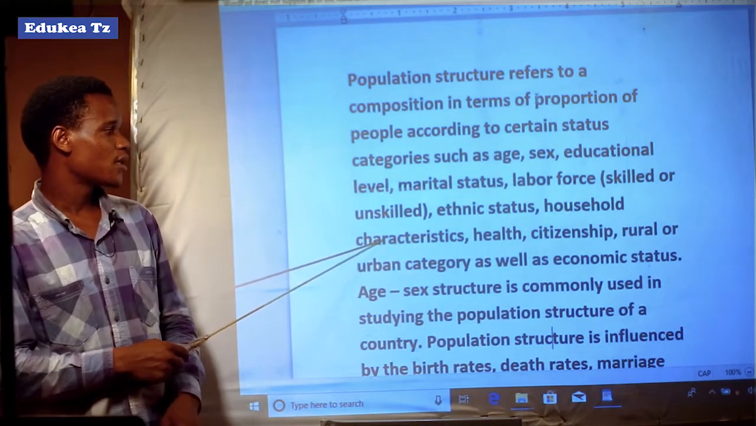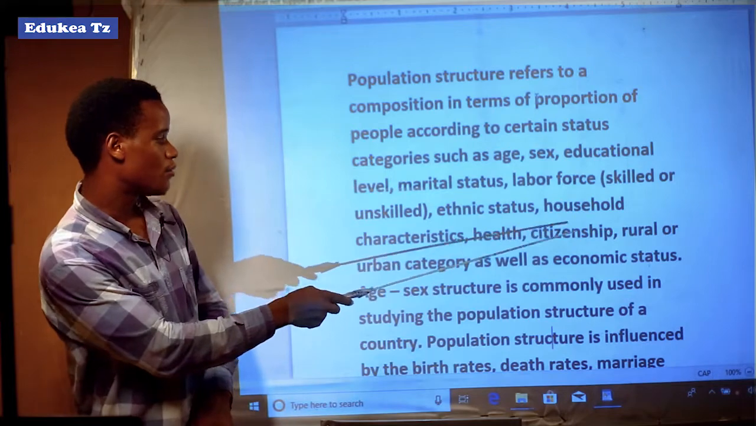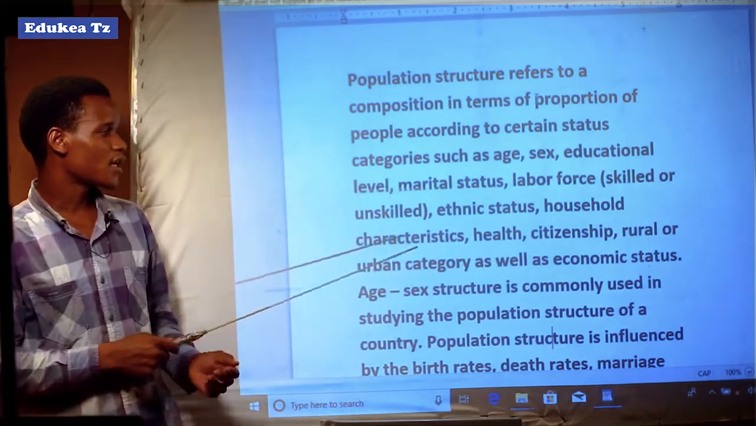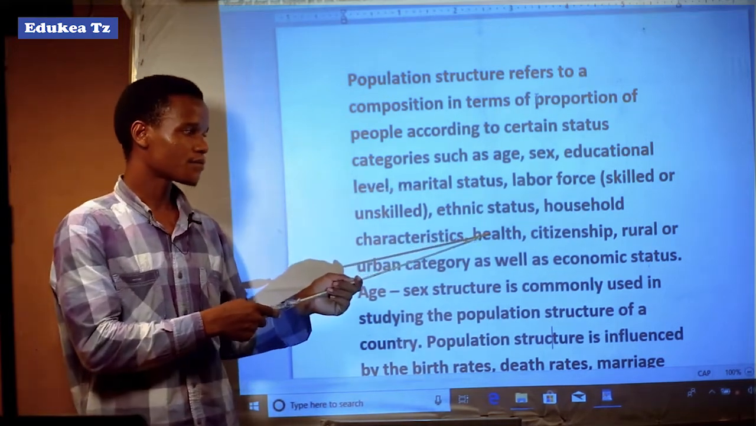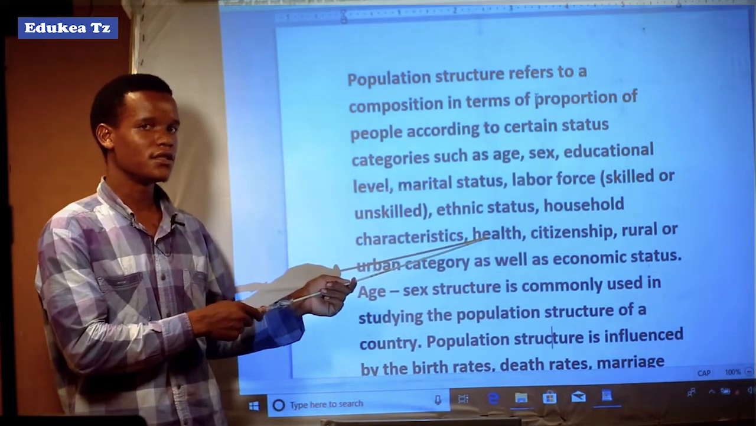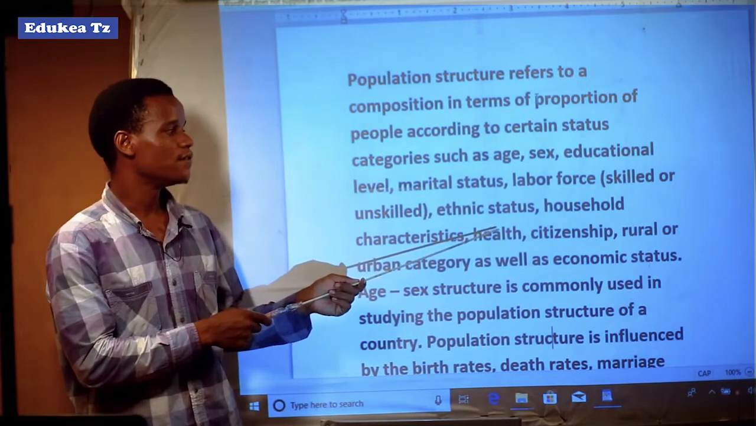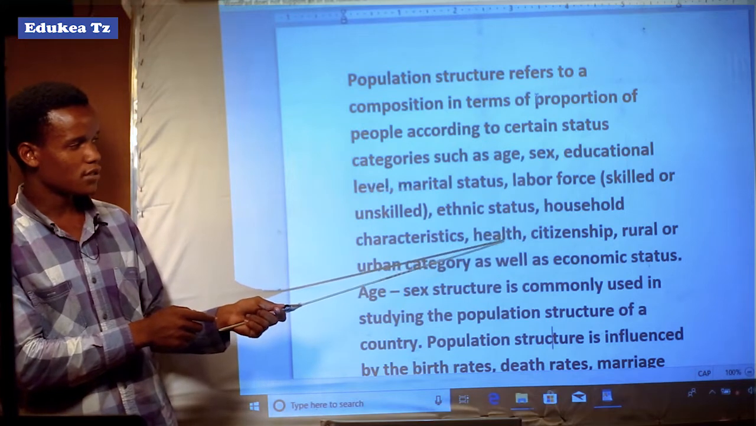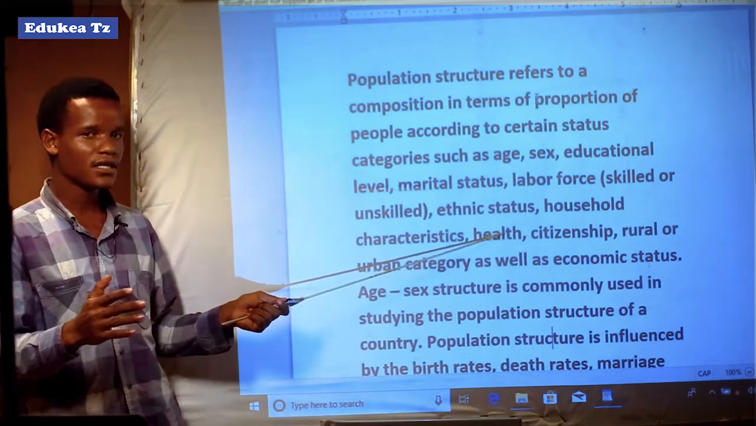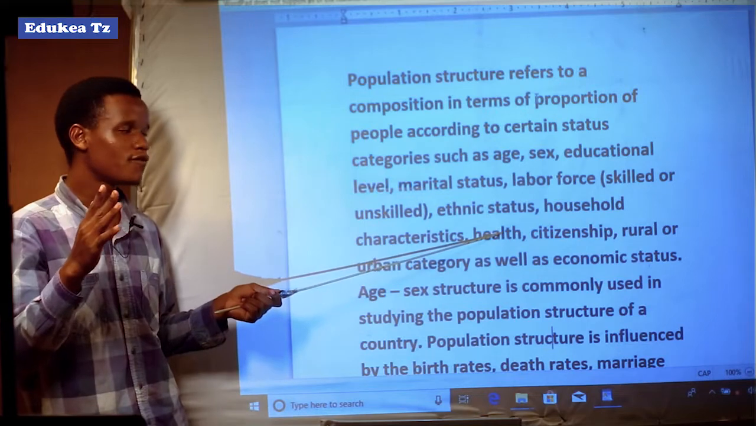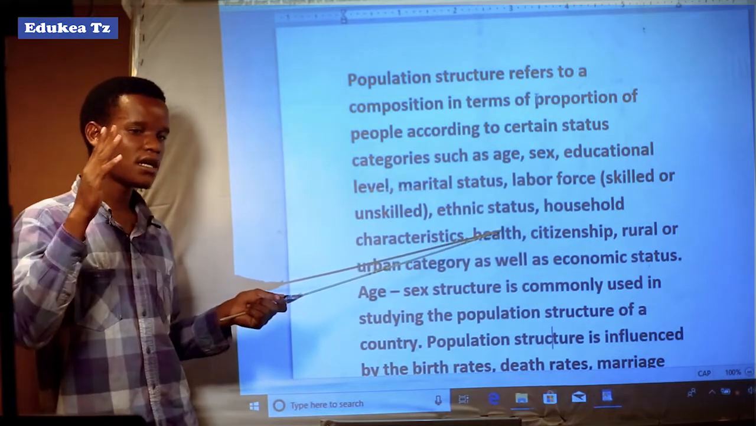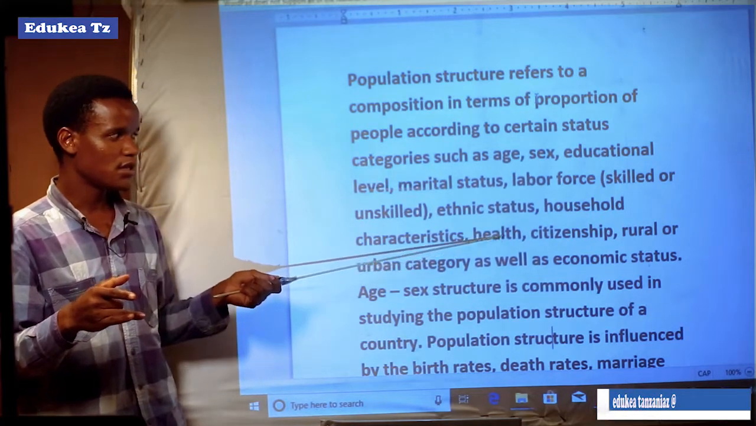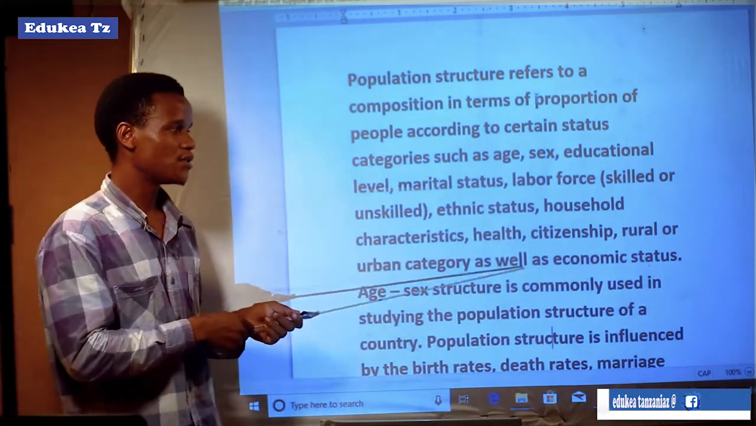Let us continue. Characteristics: health, citizenship, rural or urban category, as well as economic status. Health is the state of being physically fit. Even this is among the proportions looked at in the population structure. Here we are going to look at the category of health. Health sectors may be well organized and perform well, because in some places health is better compared to other places.